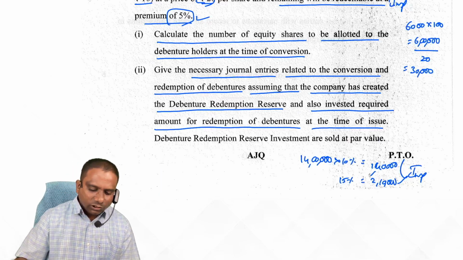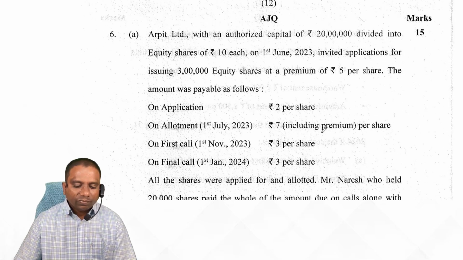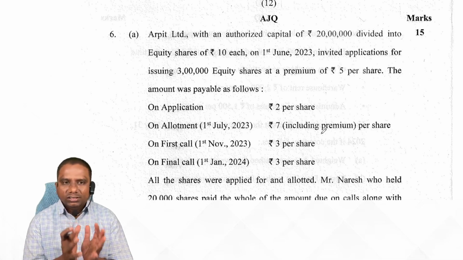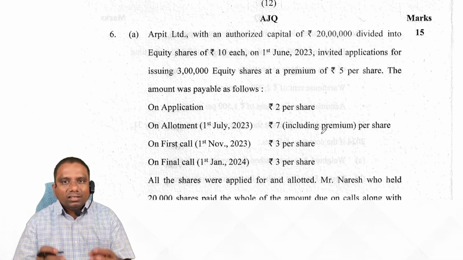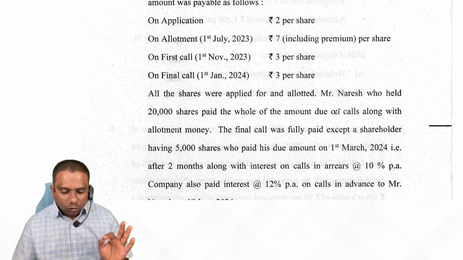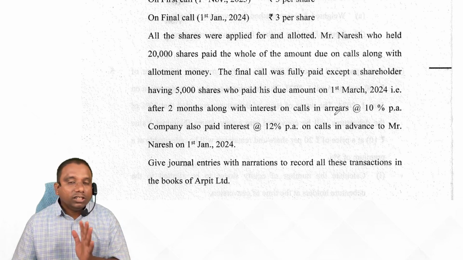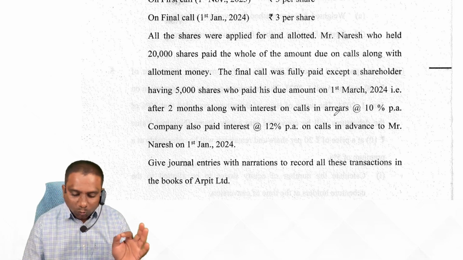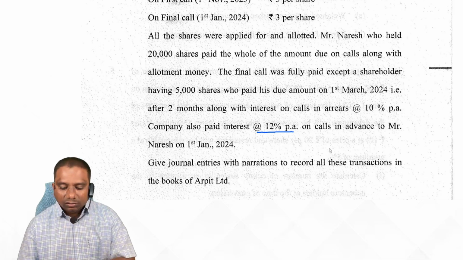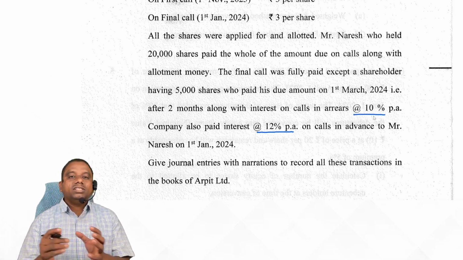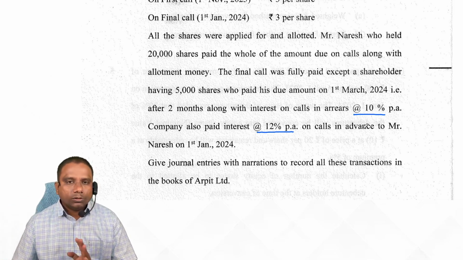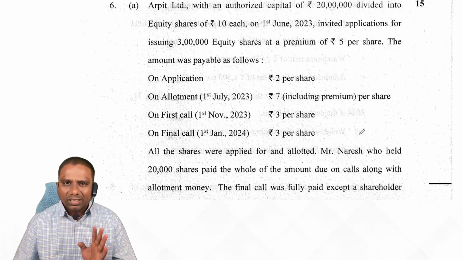Next one, sixth question. Sixth question is easy, students. Why? Because here they have asked question of issue of shares. That's it. There is no concept of forfeiture. There is no concept of reissue. Only the concept is calculation of interest on calls in arrears and calls in advance. But most of the students they get a doubt.